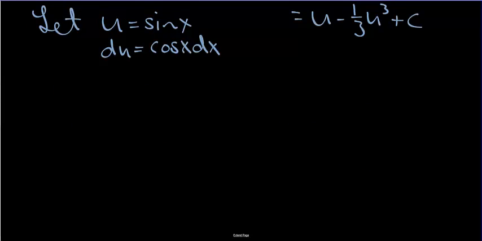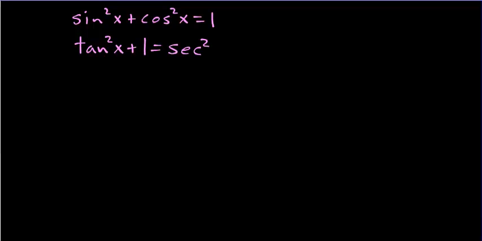Now, there are certain trig identities that we're going to need to be familiar with. So let me go ahead and write those down. You're going to need to be familiar with, of course, the Pythagorean identities. And of course, you can modify that, look at it in different forms. Cosine squared x equals 1 minus sine squared x, or sine squared x equals 1 minus cosine squared x. So we'll use the various forms of that. And also, remember, tangent squared x plus 1 equals secant squared x, and cotangent squared x plus 1 equals cosecant squared x.